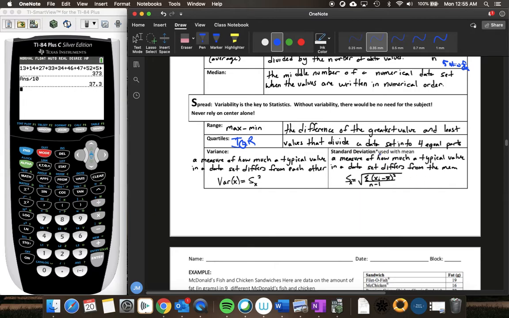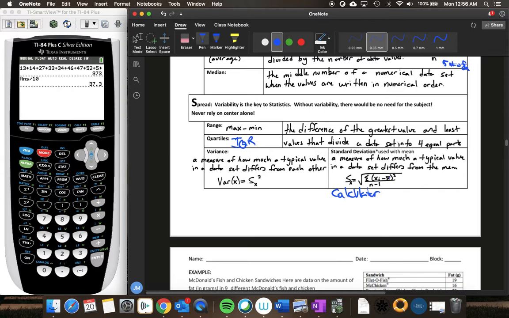So first off, just understand that the standard deviation always goes along with the mean. So standard deviation is a measure of how much a typical value in a data set differs from the mean. So in other words, you're talking about what is the average distance from our mean. The formula for that is kind of complicated. I've got that here for you. It's the square root of the sum of all of your values x sub i minus your mean, which we write as x bar, squared, over n minus 1. Well, there is the formula. This is going to be something that we're going to use your graphing calculator to find. So don't think that you're going to be doing this by hand.